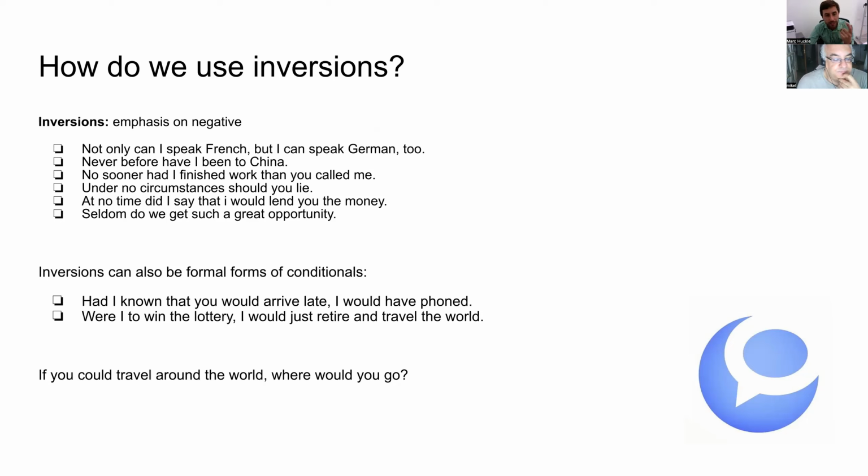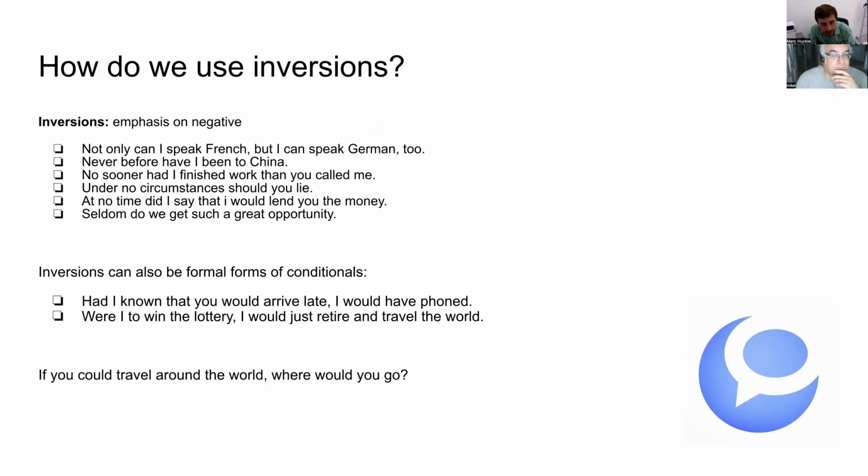Seldom, which is rarely, comes from German. Seldom do we get such a great opportunity. Meaning rarely. Now, this is a grammar structure that comes from German. They still have this in German, because the subject is always in, and the verb is always in second position, so that's why we use this. Okay, now, other inversions.